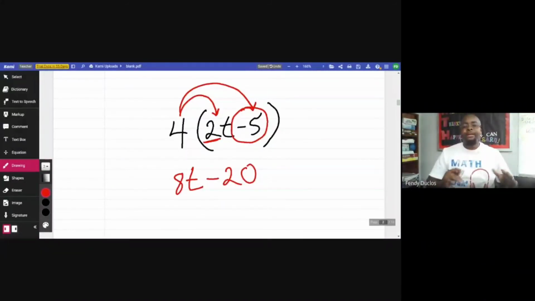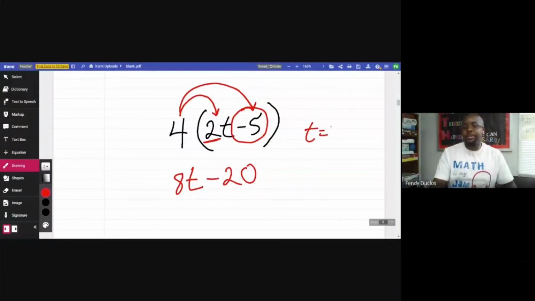And again, scholars always or usually make the misconception of trying to solve this further. So they might say, well, oh, it looks like 20 minus 8. And they'll say the answer is 12. You're done here. There's nothing you can do unless somebody tells you that t equals a value.